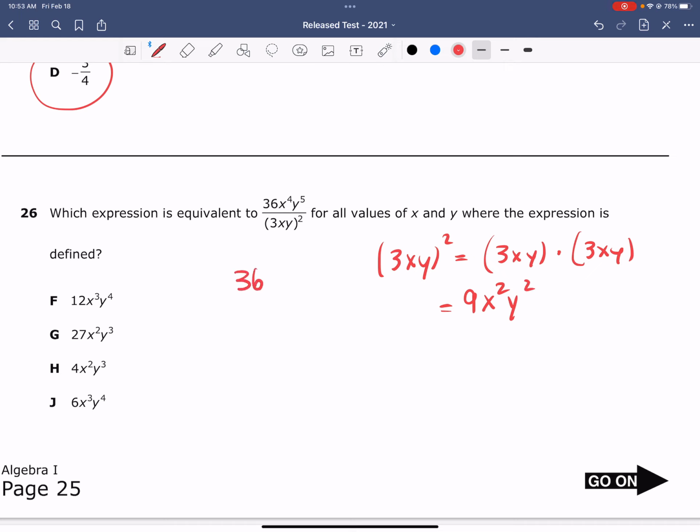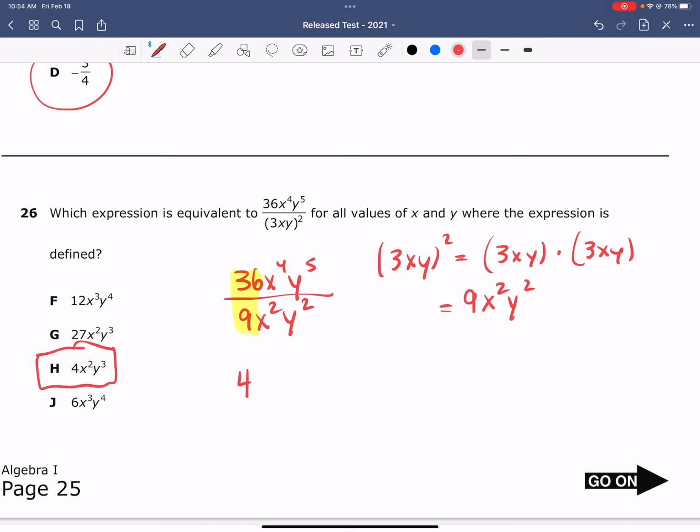And so what we have now is 36x^4y^5 divided by 9x^2y^2. And so the coefficients here are 36 and 9. And when we divide those coefficients like normal, 36 divided by 9 gives us a coefficient of 4. And the only answer that has that coefficient is answer H.